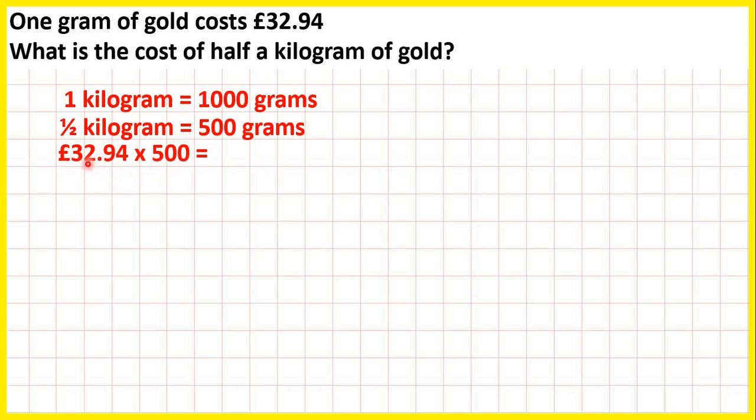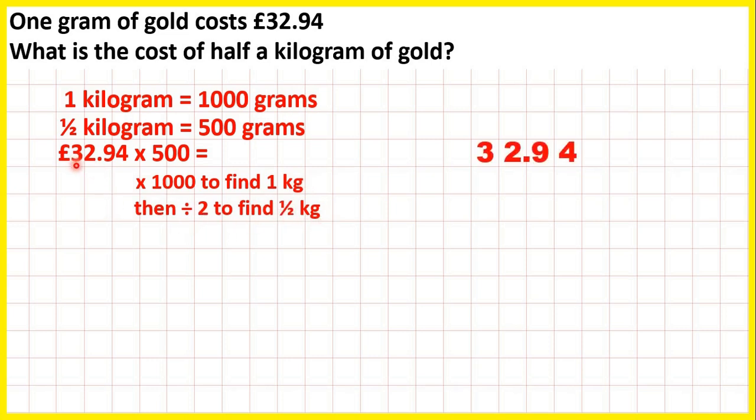Now we could do that using long multiplication, or we could first multiply the amount by 1,000 to find the cost of a kilogram of gold, and then we could divide that answer by 2 to find half a kilogram. So if we take £32.94, we can multiply by 1,000 by copying down the decimal point and then moving the digits 3 squares to the left. So when we do that, because we have an empty square in front of our decimal point, we can write a 0, and now the decimal point is on the end, so we have a whole number.